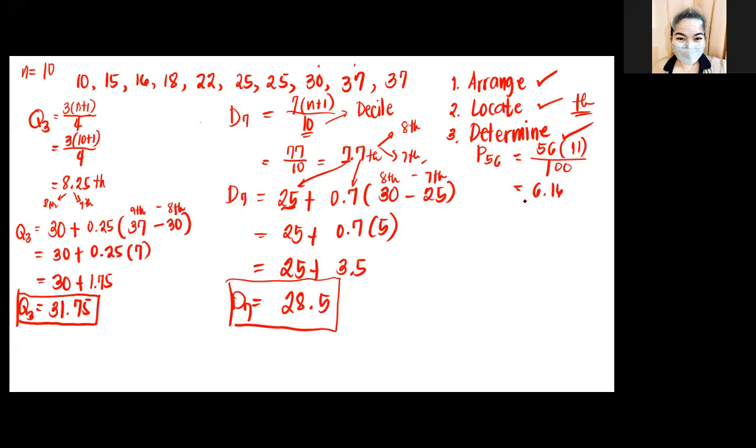So nasa pagitan siya ni 6th term at ni, tama ba ako? Yes, tama. At the 7th term. Okay? So we are going to look for P sub 56. Kunin natin yung 6th term. Ang 6th term natin ay 25, tama ba? 1, 2, 3, 4, 5, 6. Okay, tama. 25.